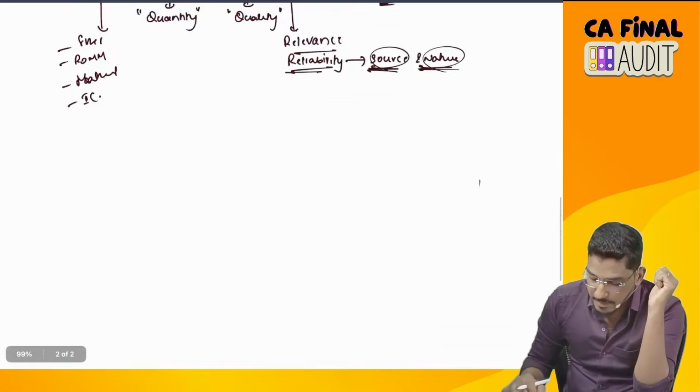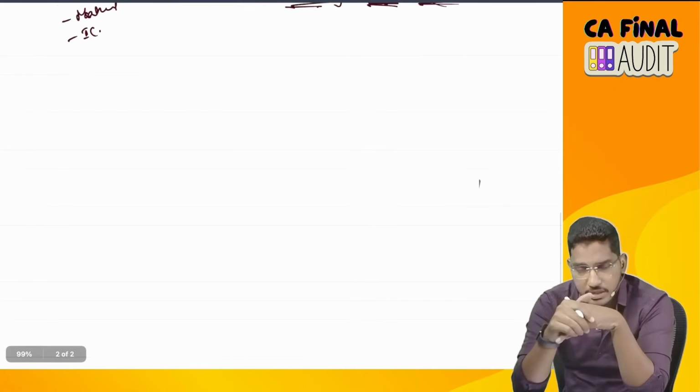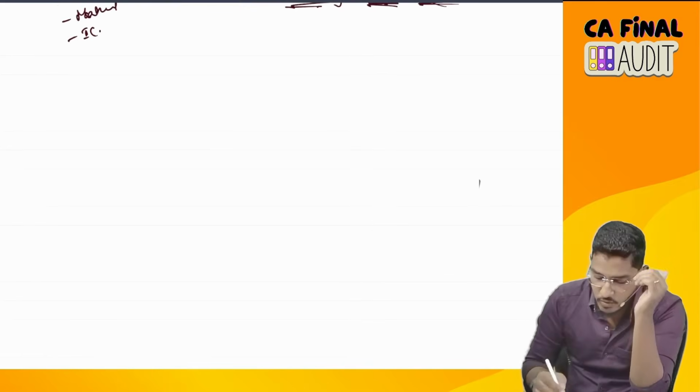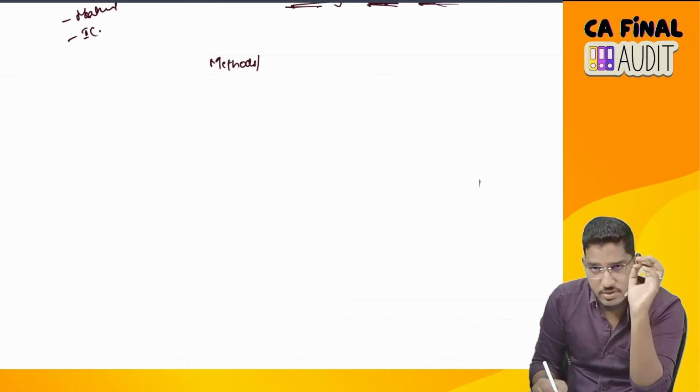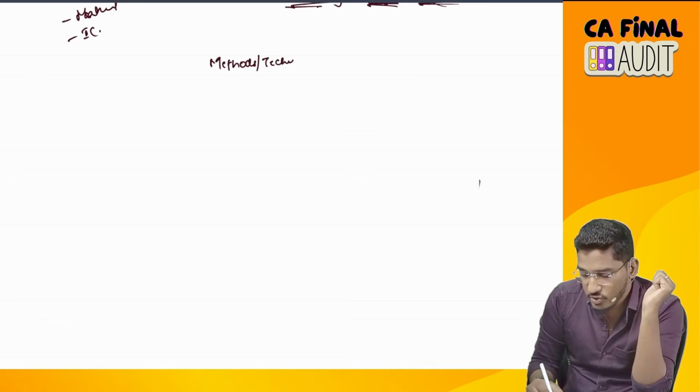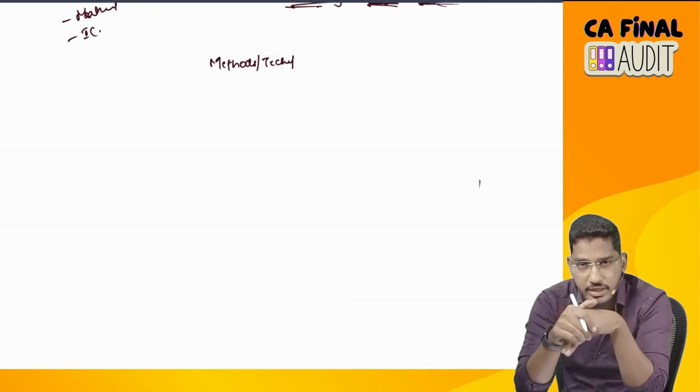Right. Then apart from that, we need to understand one more important thing regarding this SA 500. What are the various methods to obtain audit evidence, or the various procedures? Sometimes they also use the terms methods, techniques or specific procedures to obtain audit evidence.